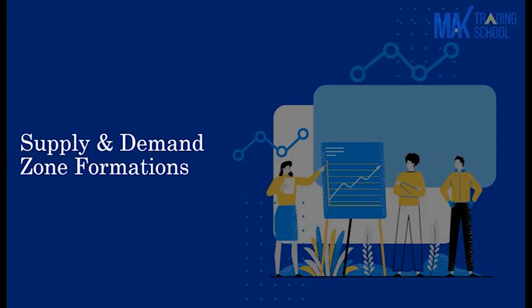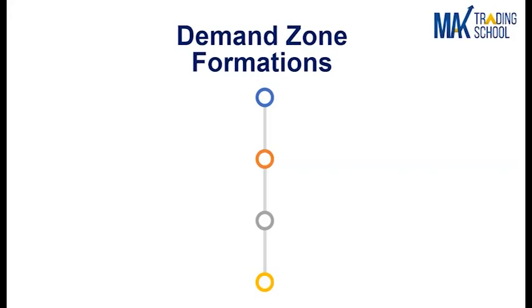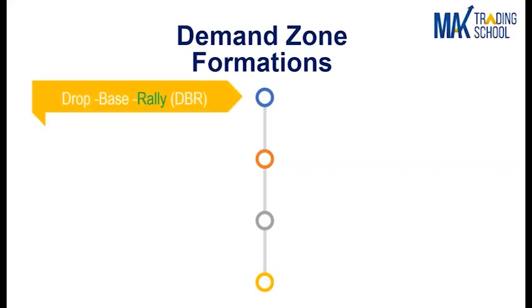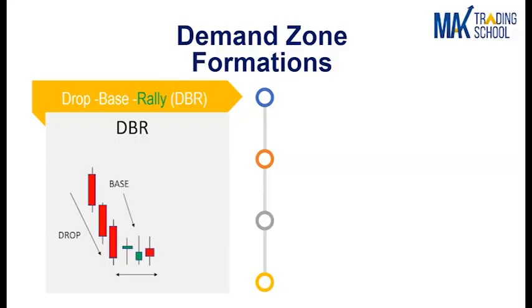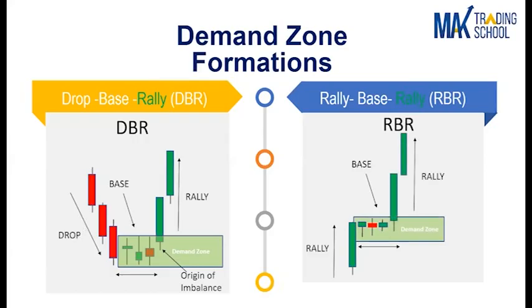We look at only two formations for buying and two for selling. The first, demand zone formations. The first formation is a drop, base, and a rally, also called DBR. Price is dropping down, sideways basing activity, and strong rally in price. So we can say a V-shaped or a U-shaped formation. Second formation is a rally, sideways basing, and again a strong rally in price.